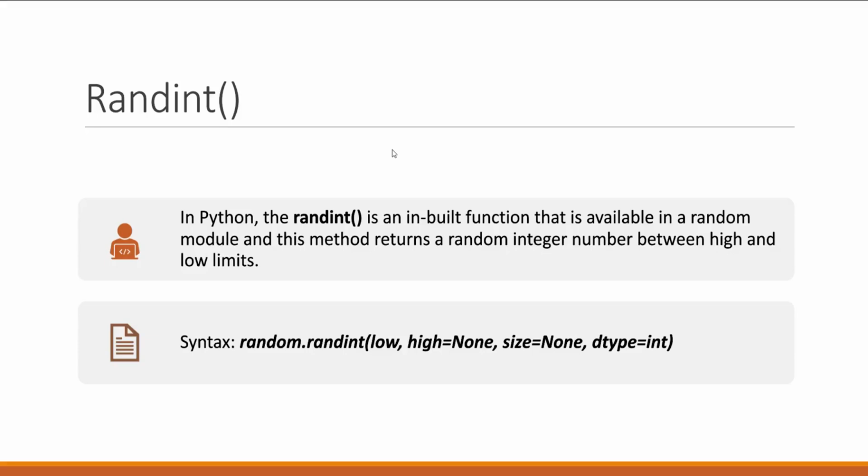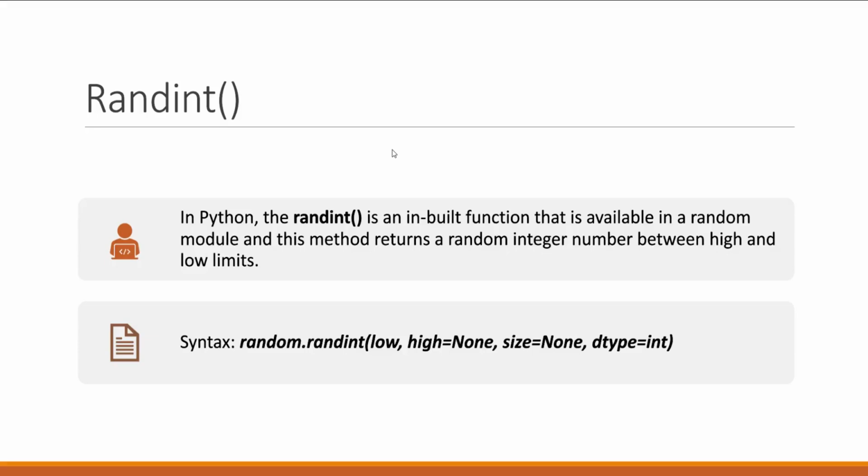The next parameter is high. It specifies the ending point and it is the upper limit of the random number. The next parameter is size. It is an optional parameter and it will return the output shape. And the last parameter is dtype. By default it takes int data type and it specifies the data type of the array.